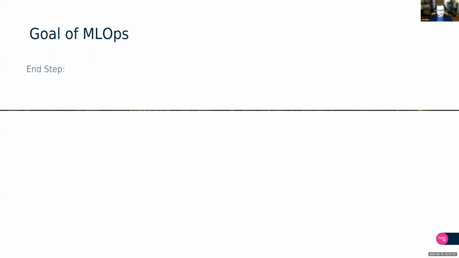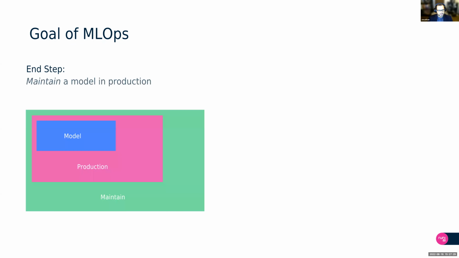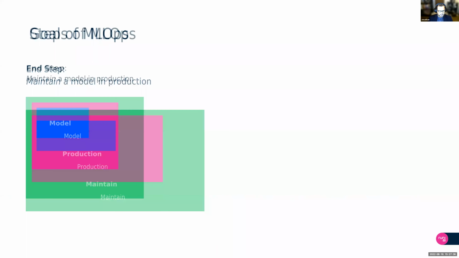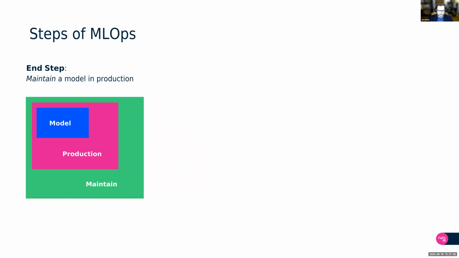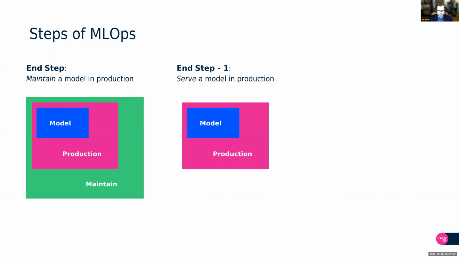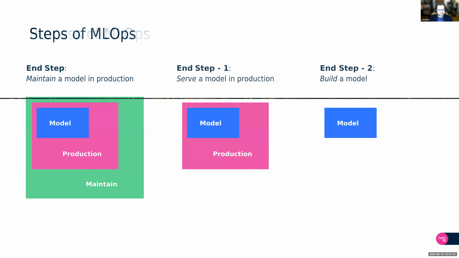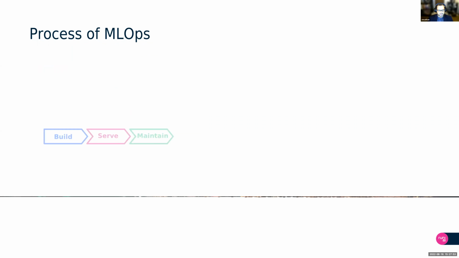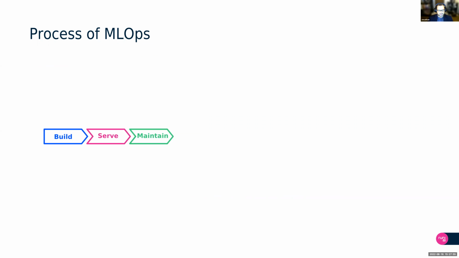So what is it that we want at the end of the day? Well, this is kind of what we want. We want to be able to maintain a model in production. And so if this is our end step, to maintain the model in production, it follows that the step before this is to actually put the model into production, or to serve the model. And before we can actually serve a model, we'll need the model itself. And so the step before this is to build a model.